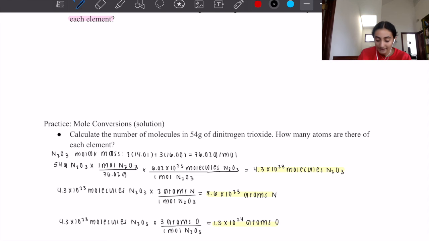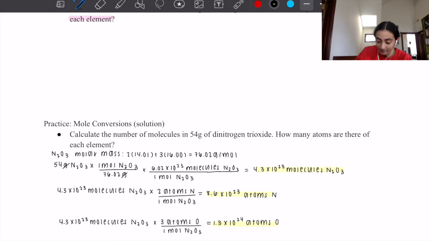So first step, I needed to convert to molecules if I want to get to atoms. So I did 2 conversions in one. I first converted 54 grams to moles. You can do this in a separate conversion if you would like. I did it all in one. And the units of grams here will cancel out. I put grams on the bottom because you already have grams. So I divided by 76.02.